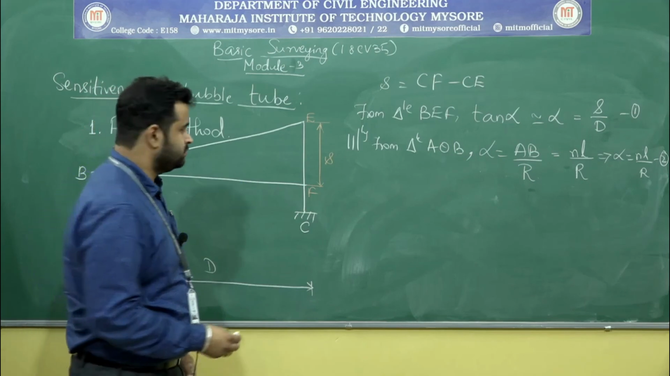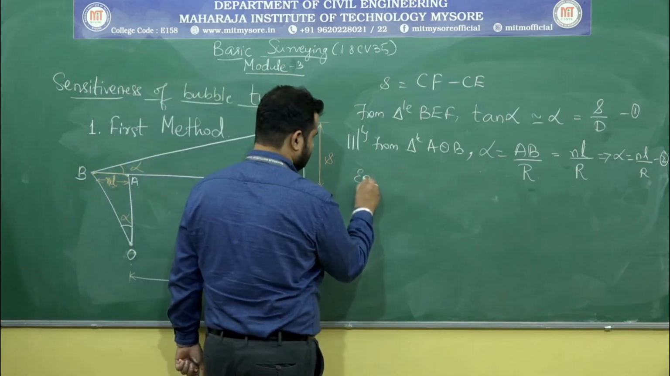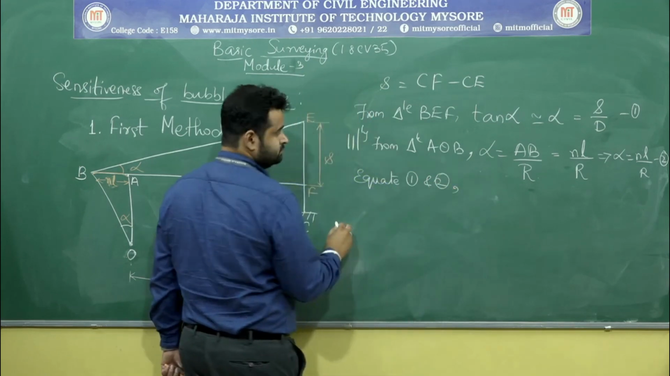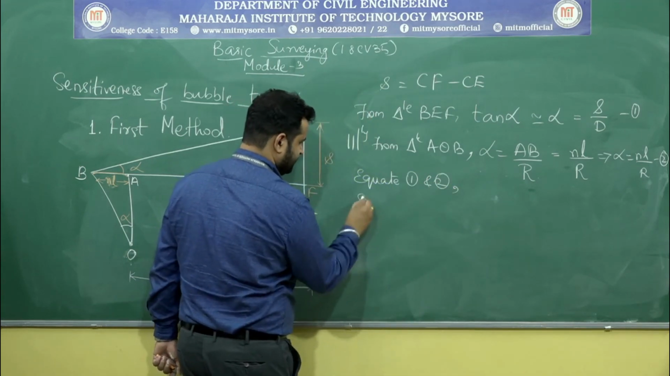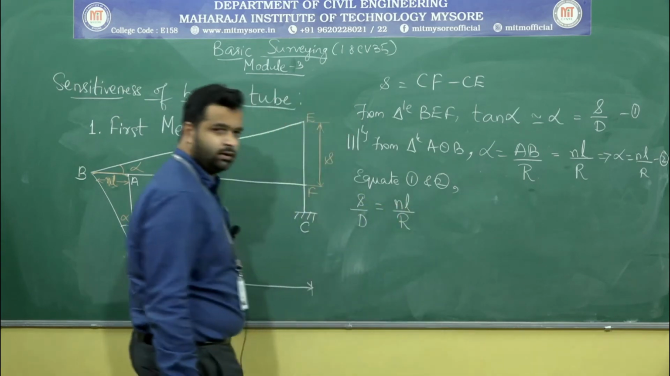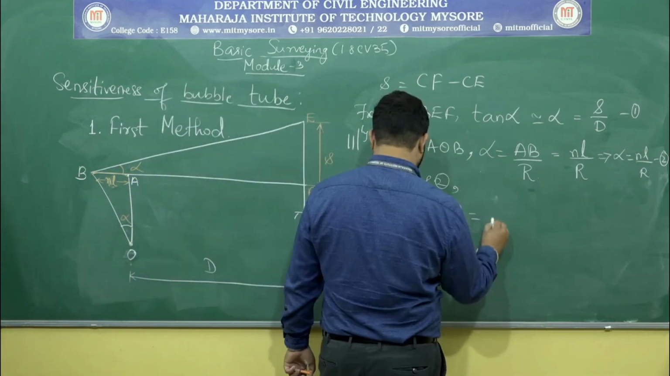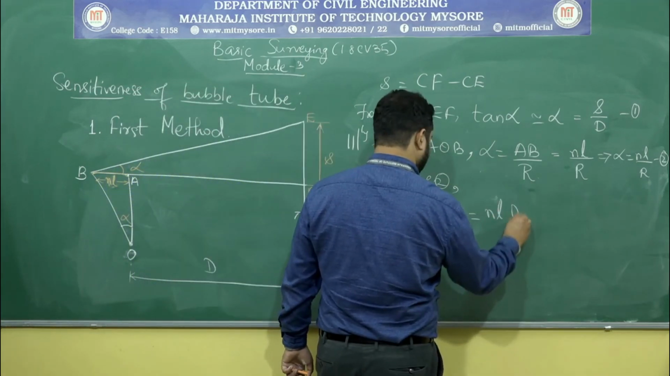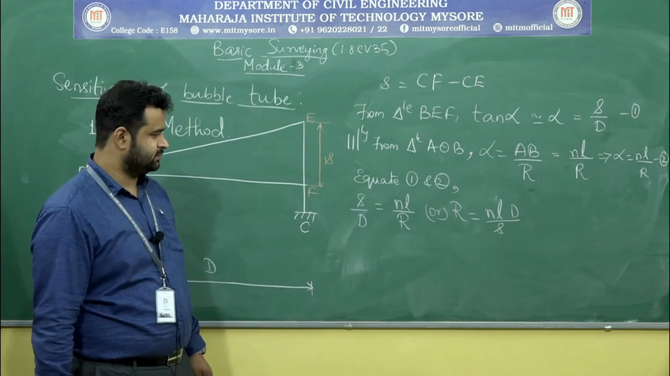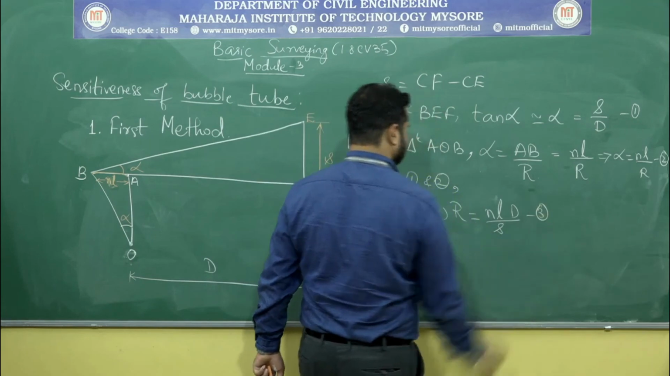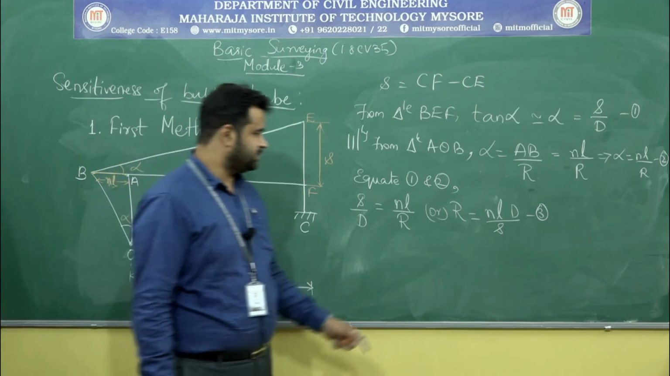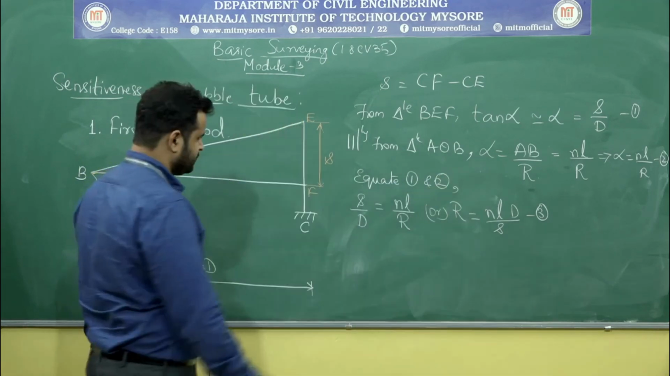So now you can observe 1 and 2. From 1 and 2 we can equate them, and we get S by D is equal to NL by R, or that is R equals NLD divided by S. So let this be equation number 3. So from equation 2, what is alpha? Alpha is equal to NL by R, right? NL by R is nothing but alpha.